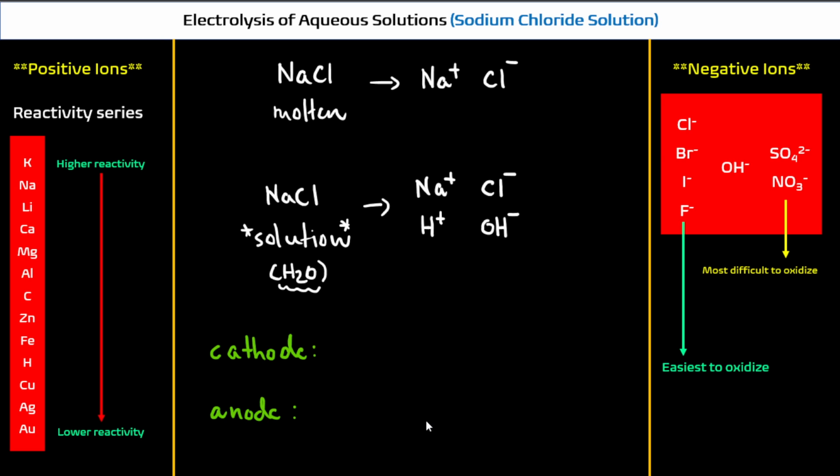Now we've got to think about something. We have two positive ions and two negative ions. Which one will be discharged among the two positive ions, and which one among the two negative ions? In order to answer this, we must use the reactivity series for positive ions, and we must use the information on the right side for negative ions.